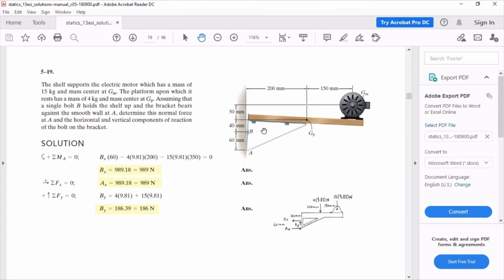نحل اليوم كم سؤال على chapter 5 على 2D و 3D equations of equilibrium. First question.